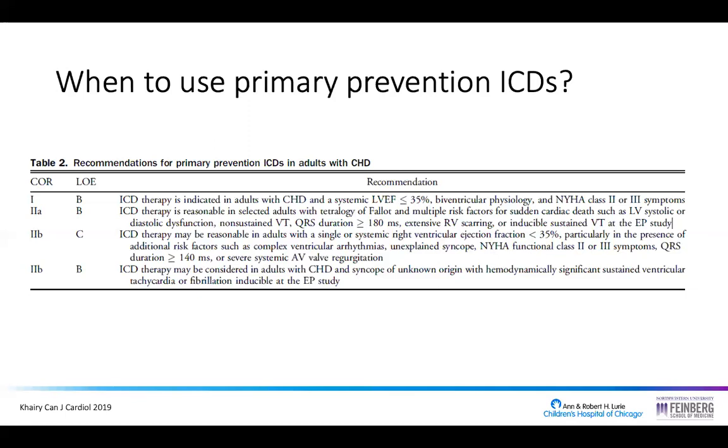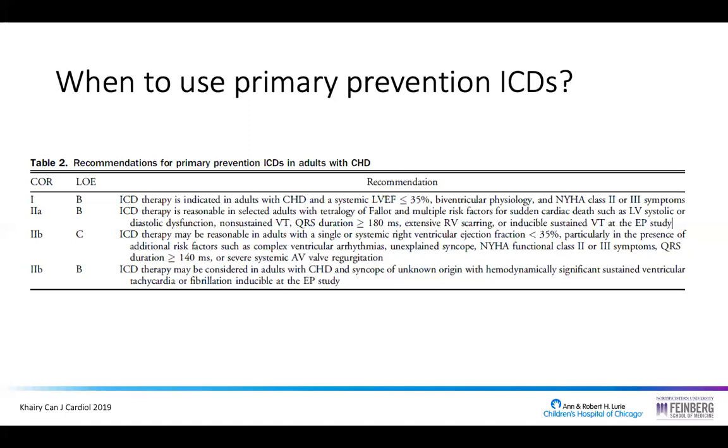And then finally, ICD therapy in adults with congenital heart disease with syncope of unknown origin and hemodynamically significant sustained VT at EP study. And the reason that that's 2B is because there isn't a lot of data supporting that. That's definitely true, but the preliminary data that is in tetralogy of Fallot may or may not be applicable. And there's some smaller and anecdotal data that it may make sense, which is why it's 2B. That's not a lot to go on.